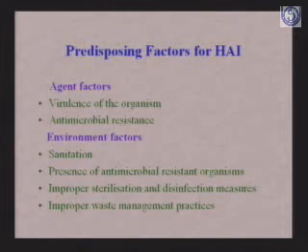The agent factors which serve as predisposing factors for hospital-acquired infections include the virulence of the organism, that is the capacity to cause disease, and antimicrobial resistance. Nowadays, there are a lot of organisms which come up with multi-drug resistance, and this is proving to be a very big problem in tackling hospital-acquired infections. And the environmental factors which also contribute to hospital-acquired infections include sanitation measures, the presence of antimicrobial resistant organisms, improper sterilization and disinfection measures, and of course improper waste management practices.